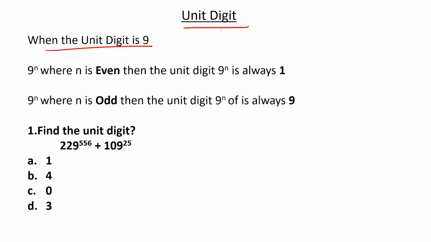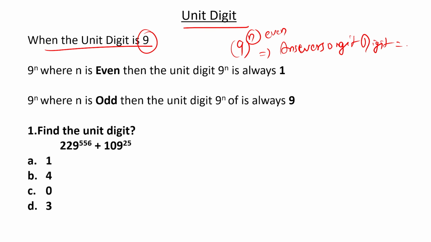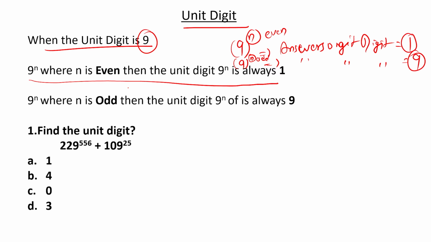Here, the next slide. Here is another lesson. When the unit digit is 9, for 9 also, we have 9 power n, where n is an even number. When n is an even number, then the answer's unit digit will always be 1. You understand, right? That's what I wrote over here. Same to same, if 9 power n is odd, then whatever answer we are going to get, that answer's unit digit place will always be 9. Just like that. That is what you need to remember. That's what I described here. That's it. Let's move into the questions.